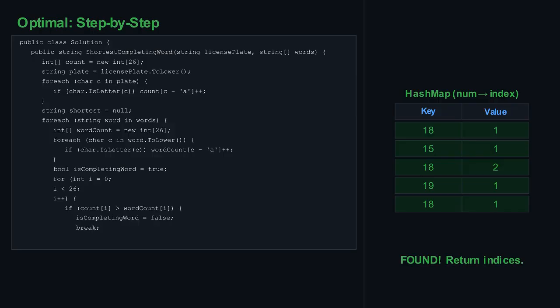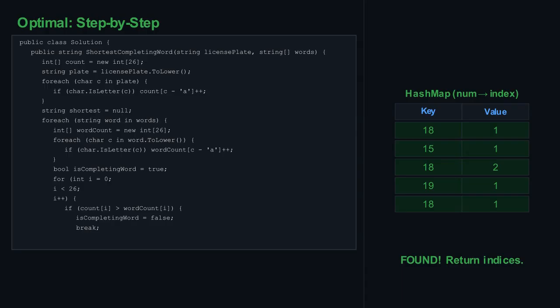We create a word map of 26 zeros. S, index 18 becomes 1. T, index 19 becomes 1. E, index 4 becomes 1. P, index 15 becomes 1. Now we compare. Index 15, requirement 1, word 1. OK. Index 18, requirement 2, word 1. Stop. 2 is greater than 1. This word is invalid. Current shortest is still null.